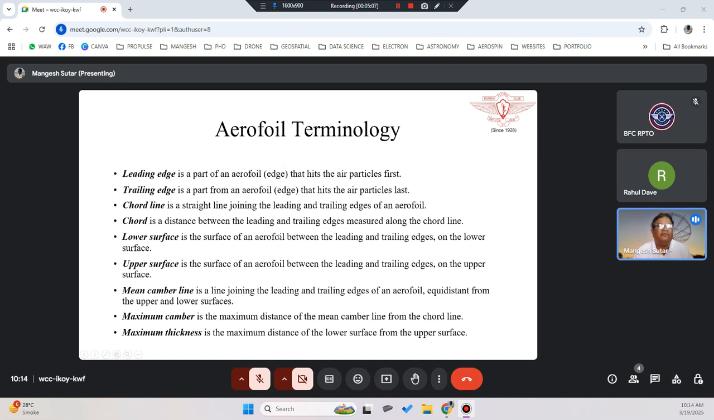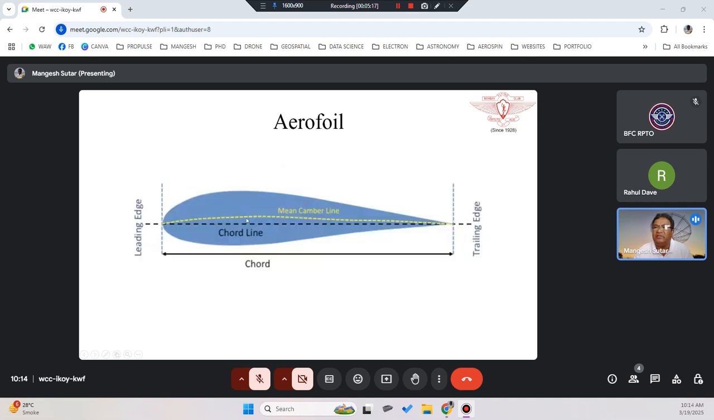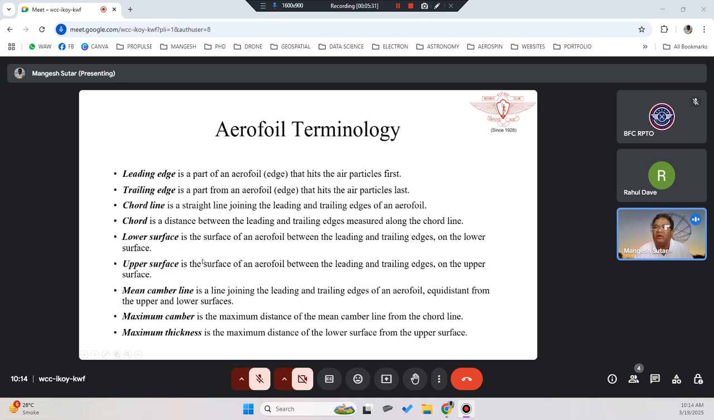Okay, then we have seen lower surface, upper surface, mean camber line. Maximum camber is the maximum distance between the mean camber line and the chord line. Wherever there is a maximum distance, that is called the maximum camber. As you see, gradually at the tail or at the start, it will always be less. So wherever there is a maximum difference between the camber line and the chord line, that is called the maximum camber, or maximum thickness also it is being called.